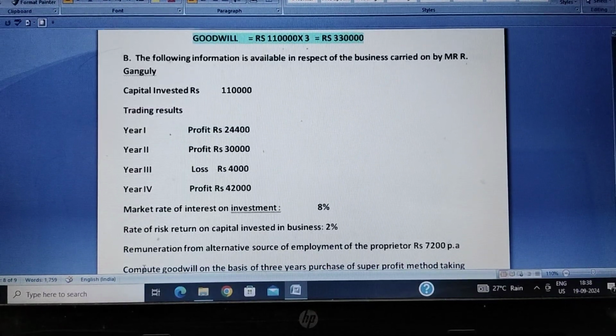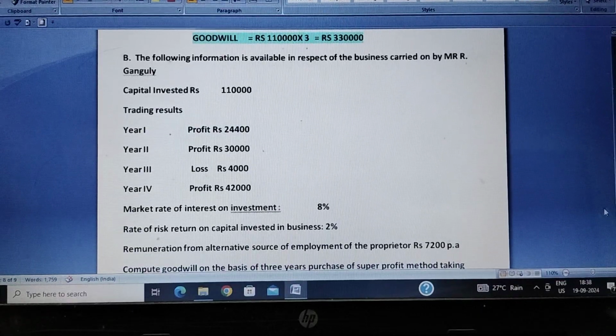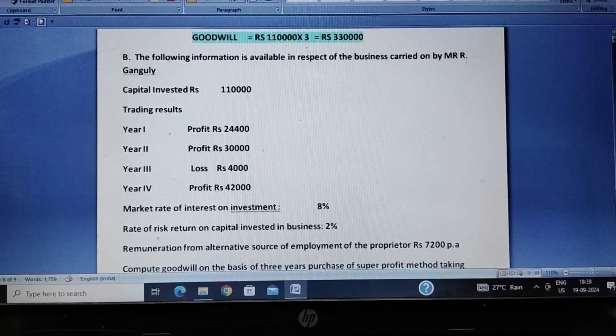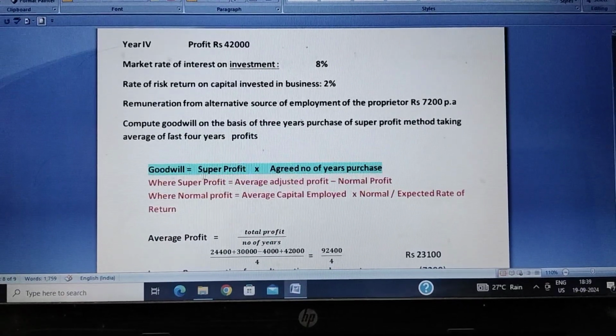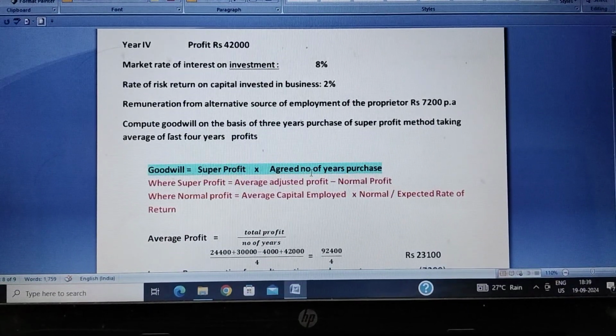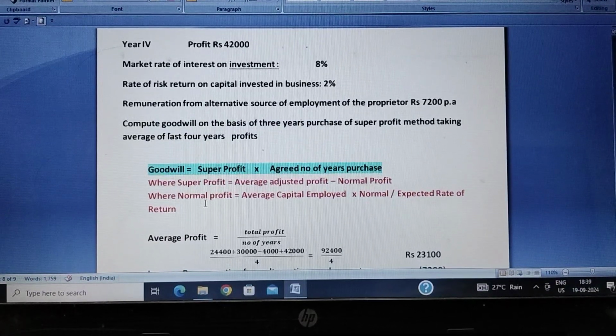Okay, remuneration from alternative source of employment of the proprietor is 7,200. This is the adjustment to arrive at the adjusted profit. So we need to calculate goodwill. First of all, we have to apply the same formula. Goodwill is equal to super profit into agreed number of years purchase, where super profit is equal to average adjusted profit minus normal profit, and normal profit is equal to average capital employed into normal rate of return.